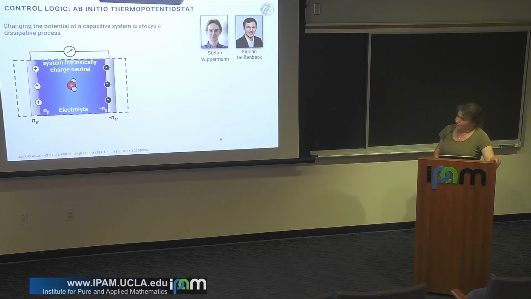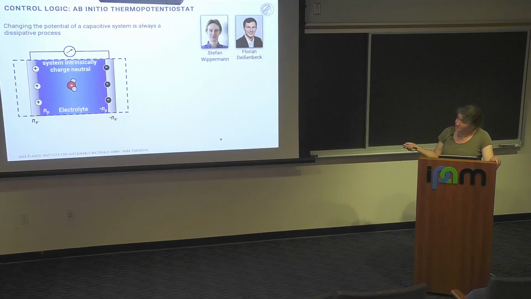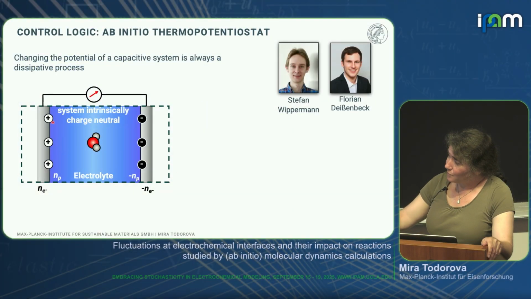So we need new boundary conditions. And this is where the development of the thermopotentiostat comes in, where Stefan and Florian were essential. Now let us look at our system. We have a setup which is reminiscent of a capacitor. We have charge on both sides.